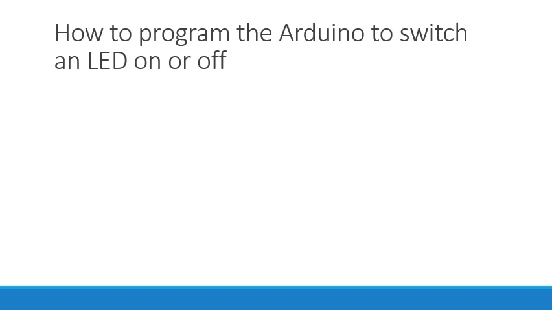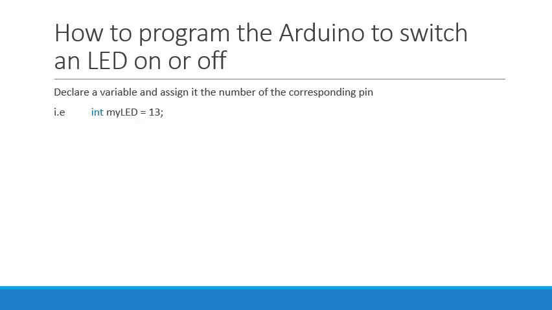Now, how to program the Arduino to switch an LED on or off. Firstly, we will declare a variable and assign it the number of the corresponding pin, like this: int myLED = 13. By now I expect that you know what int is. It is a data type, so we are creating a variable of the integer data type, named myLED, and we are assigning 13 to that variable. This 13 stands for digital pin 13.